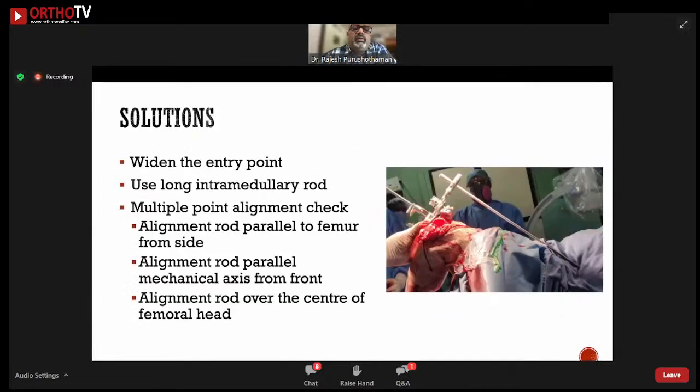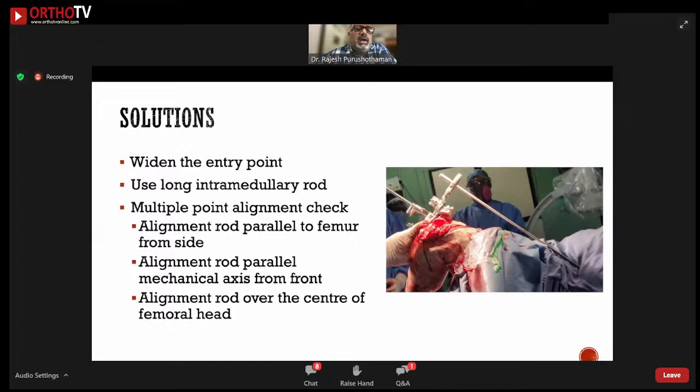What are the solutions? One is you can widen the entry point so that even if there is some error when you are doing this, it will get corrected when you put the alignment rod. Second is, as the previous speaker said, you have to use a long intramedullary rod and it should reach the isthmus. Then only it will be stable, and intraoperatively all the cuts will be in the normal plane. Next is, whenever you are taking the cut, I always say that you have to check thrice and cut once so that you can use multiple alignment methods to see the alignment.